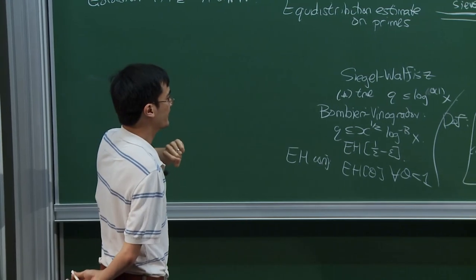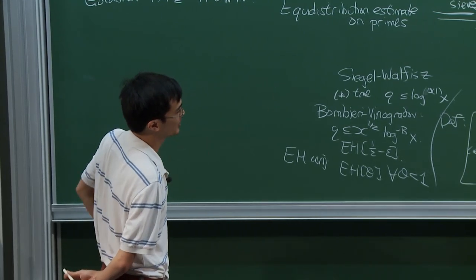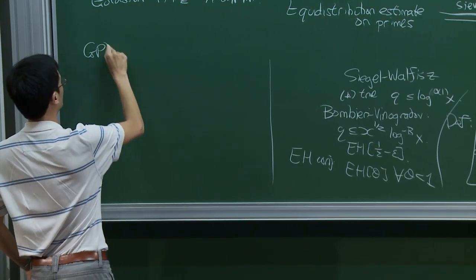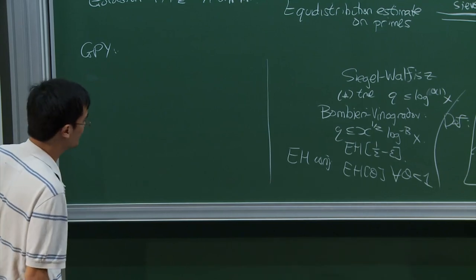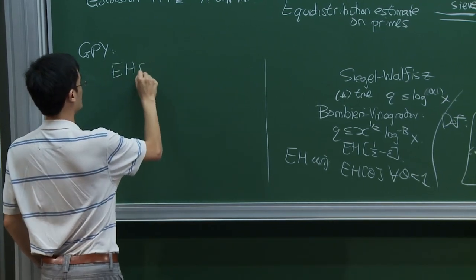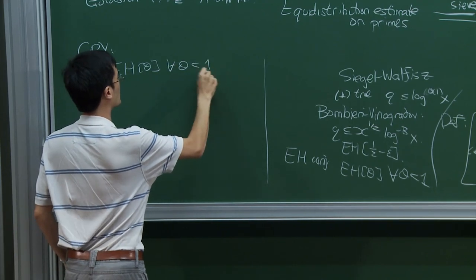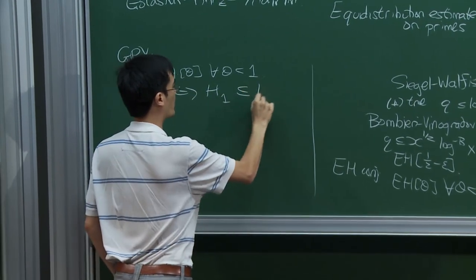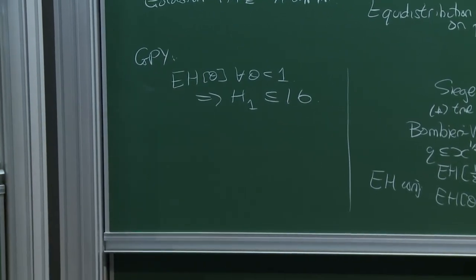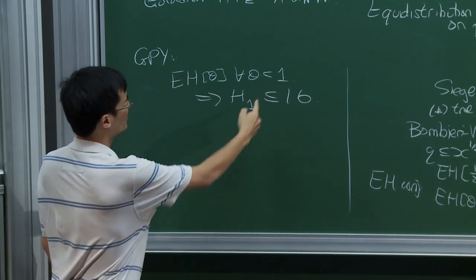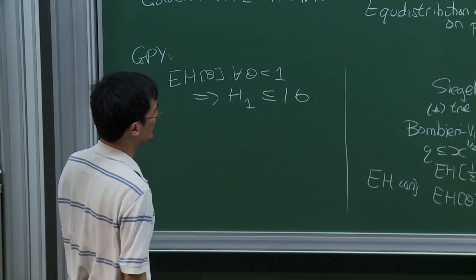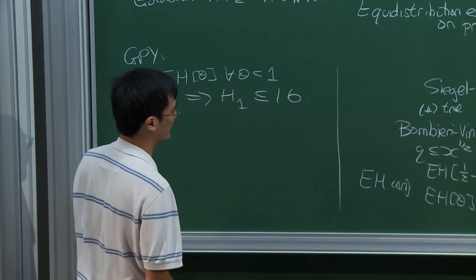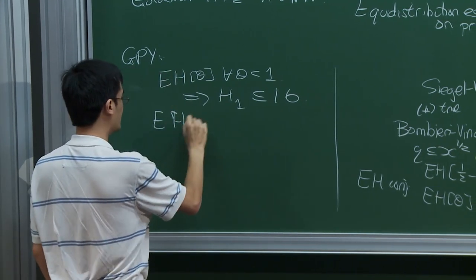Okay, so this is how you can measure distribution of the primes, and what Goldston, Pintz and Yildirim showed in their first paper back in the early 2000s. First of all, if you assume Elliott-Halberstam for all theta, then you can bound H1 with quite a good bound of 16, that there are infinitely many pairs of primes distance 16 apart. In fact, they don't need all theta, just theta sufficiently close to 1, like 0.996 or something. That's enough.